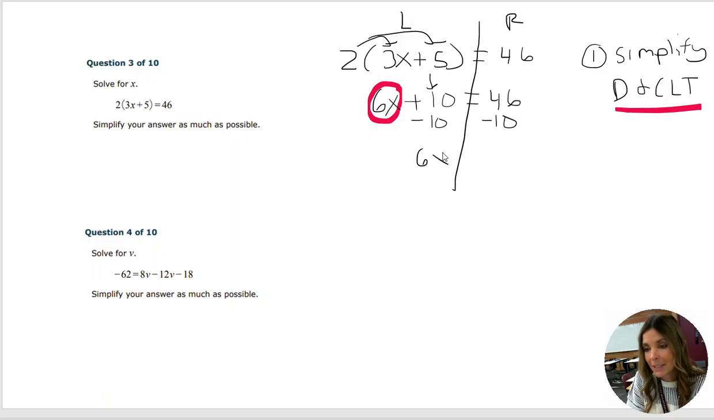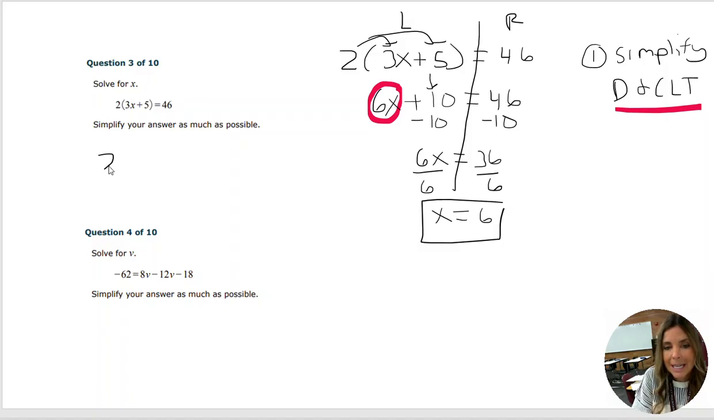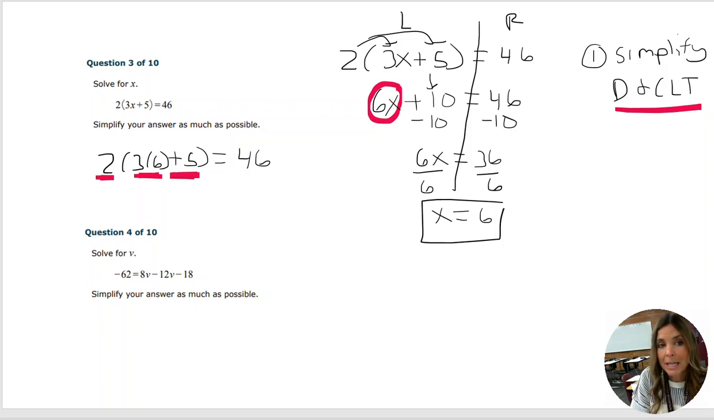So now we have 6 times x equals a positive 36. To get rid of that multiplication of 6, we use division. Final answer is 6. 6 is what you can substitute for the variable that's going to make the equation true. So we can see that 3 times 6 is 18, 18 plus 5 is 23, 23 times 2 is 46.